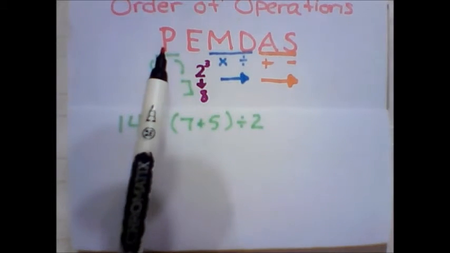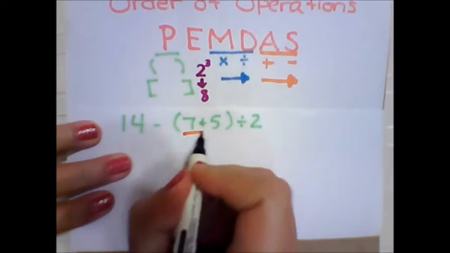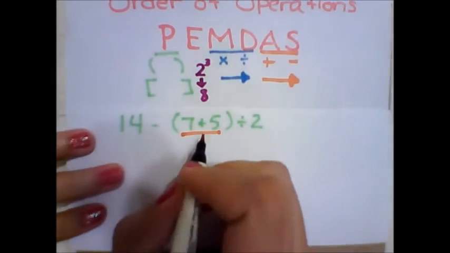Let's look at P. P stands for parentheses. Do we see any parentheses? Absolutely, I see 7 plus 5. So we're going to simplify this. We know that 7 plus 5 equals 12.